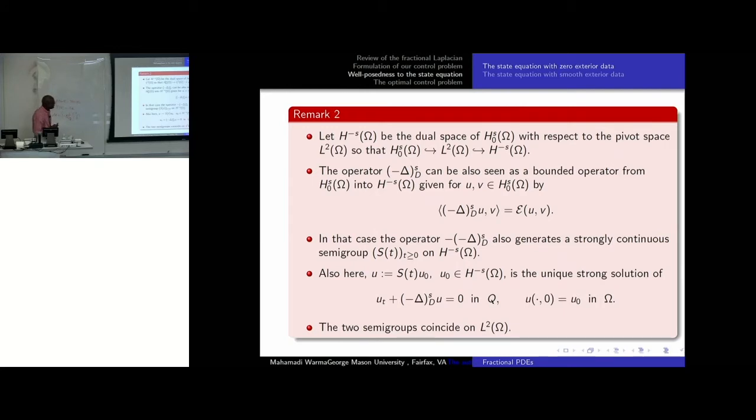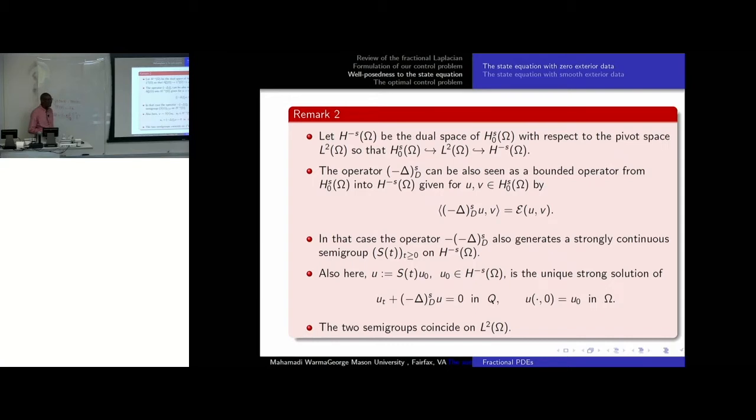Then, one can see that one can also define this operator not as an operator on L2, but as an operator that maps H^s_0 into its dual. In this sense, the duality map is given by the bilinear form. Then in this sense, minus this operator also generates a strongly continuous semigroup on the dual space.